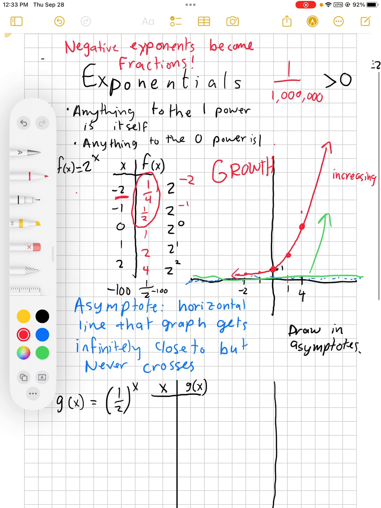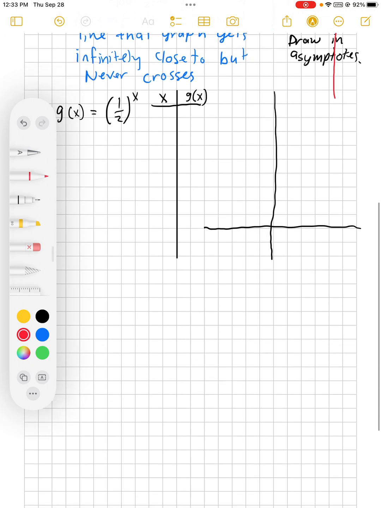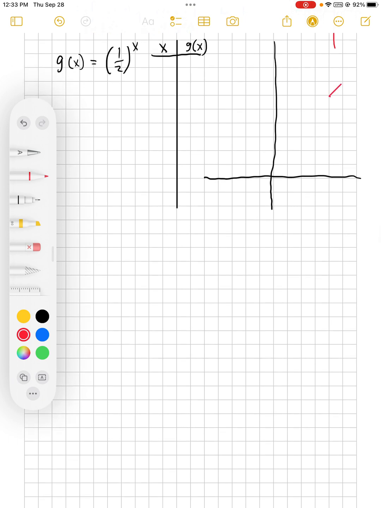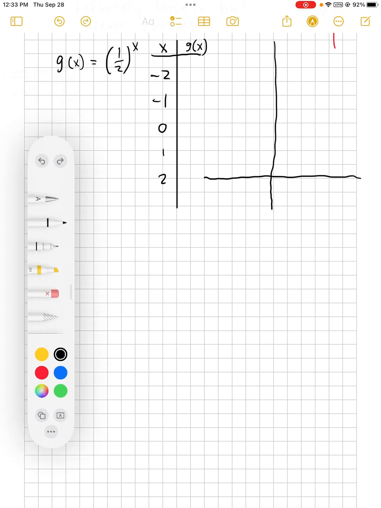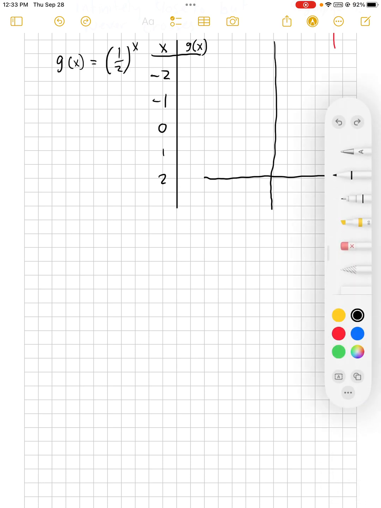Let's go ahead and do another example. We've got 1/2 to the x. We'll just put in the same x values that we used before. But this time, we're going to establish our growth, or decay. Sorry, back up, we haven't gotten there yet. Let's just go ahead and plug in each of our x values into our new function.